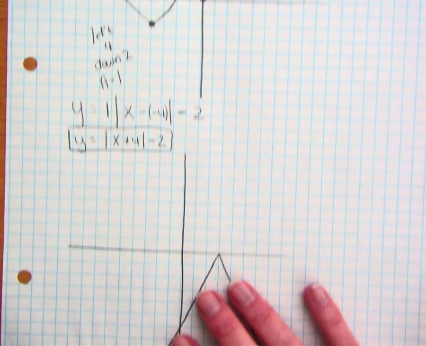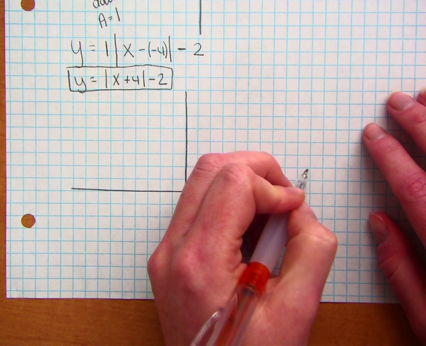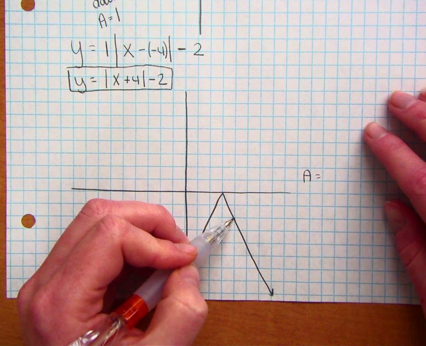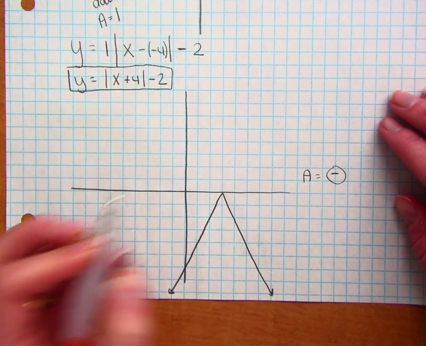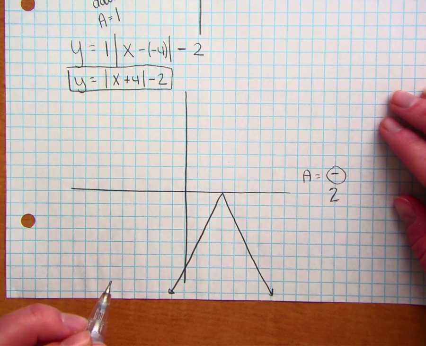So let's look at a second example. Let's look at all our parts. First, A is going down 2 and over 1. So first of all, we should see it's reflected, so A is going to be negative. And then if we look at the slope, it's 2. It's stretched by a factor of 2.